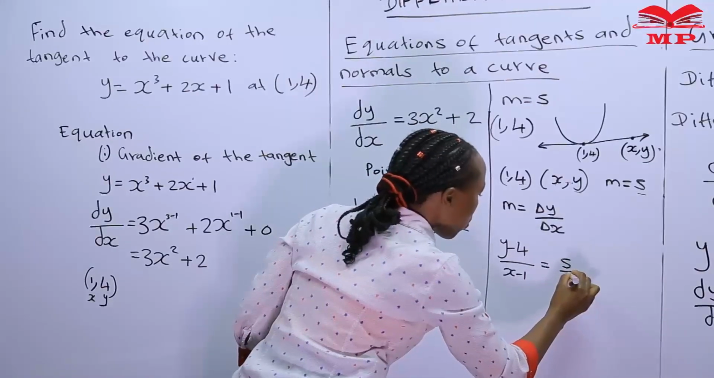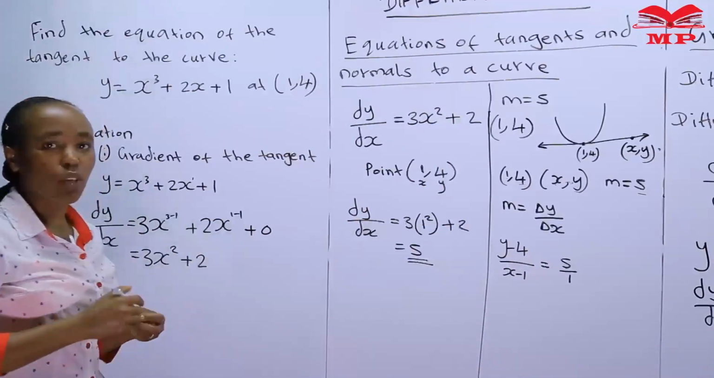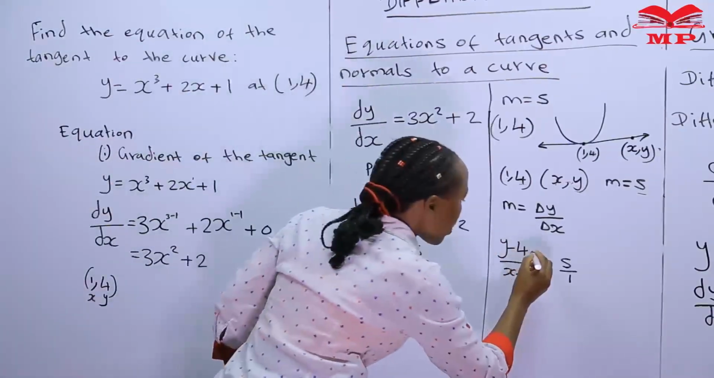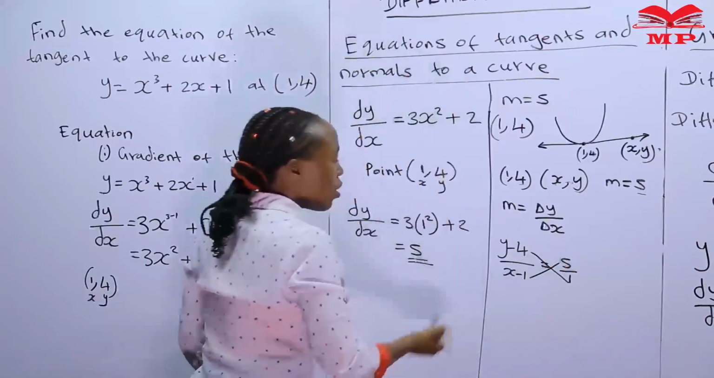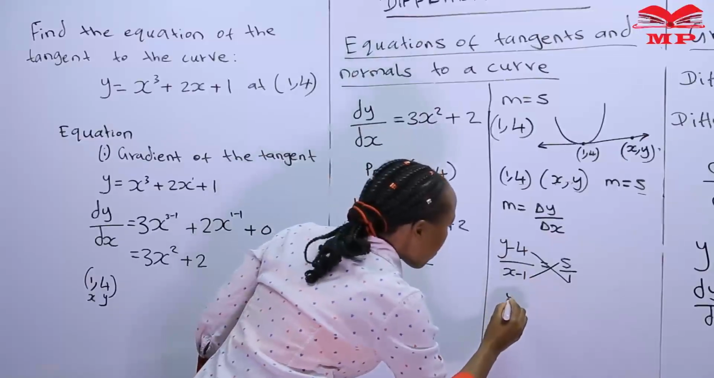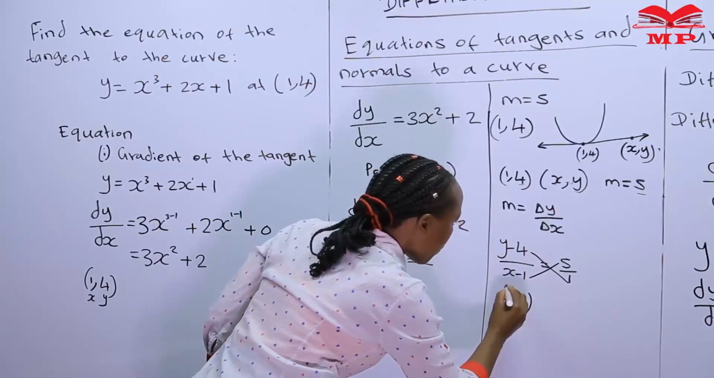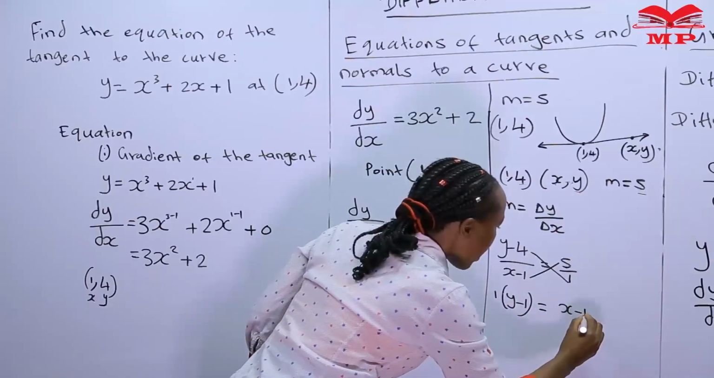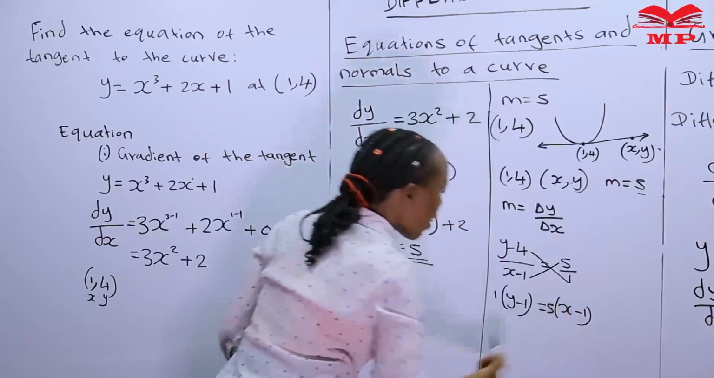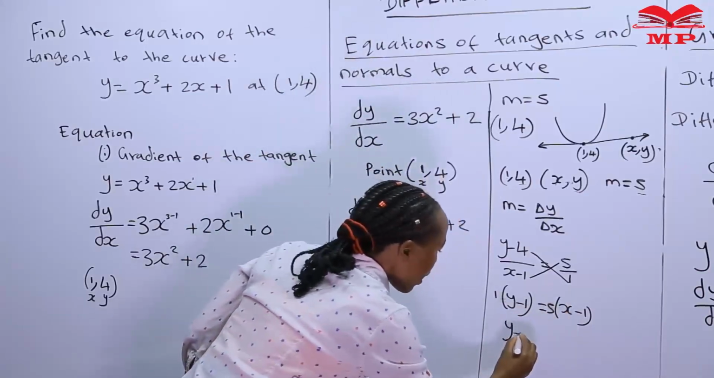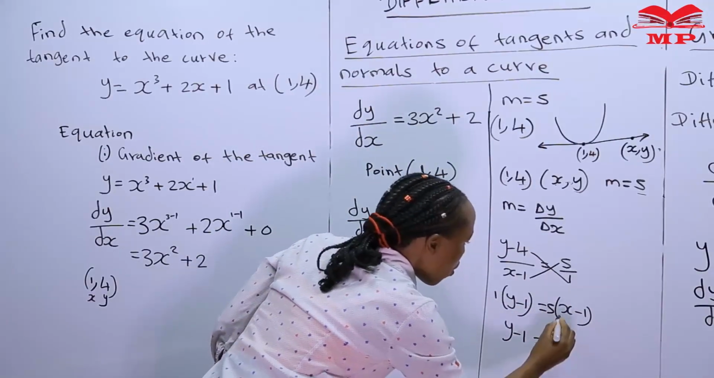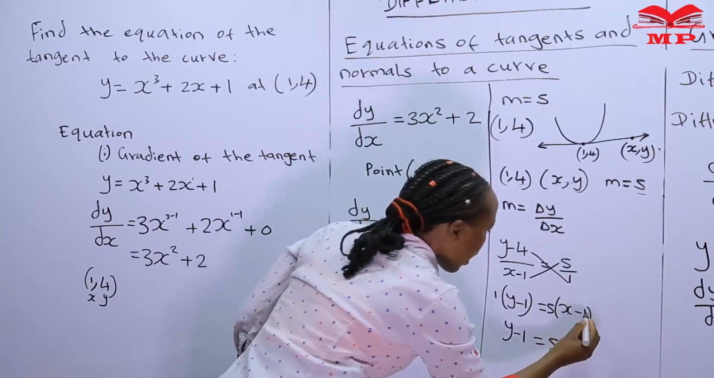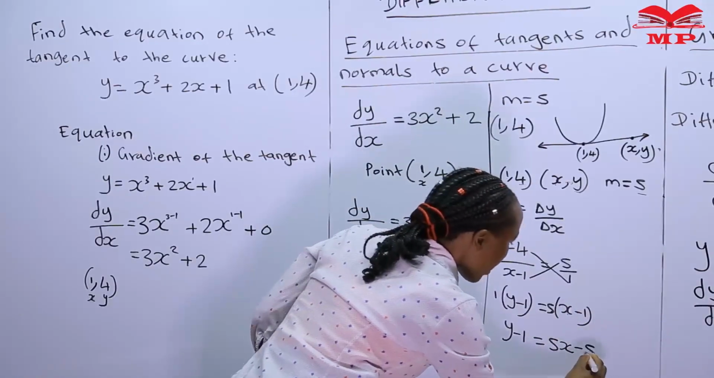A whole number is always over 1. Then we can cross multiply so that we can get the equation. So when we cross multiply, we have y minus 4, multiplied by 1, is equal to x minus 1, multiplied by 5. So we end up getting y minus 4 is equal to, we open the bracket, 5 times x, we have 5x, negative 1 times 5, we have minus 5.